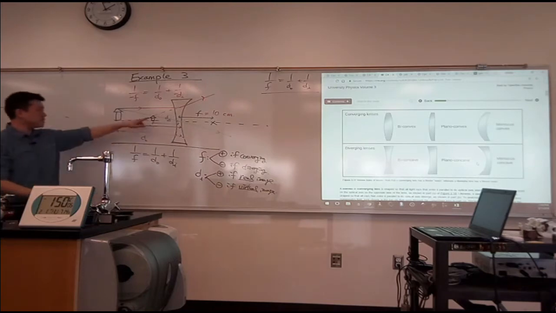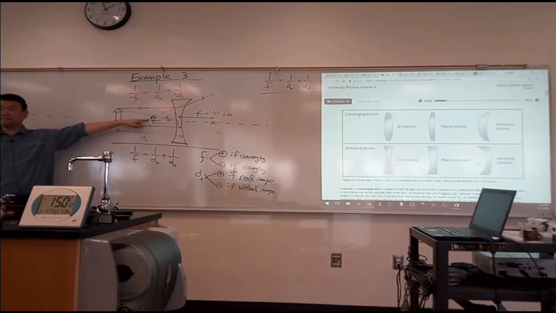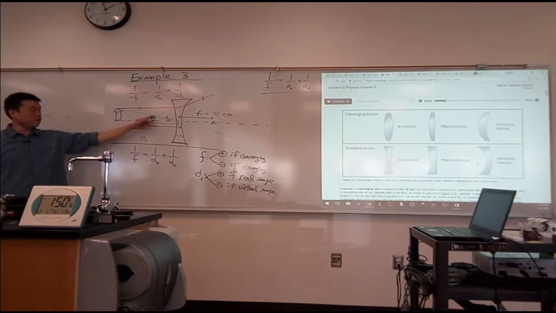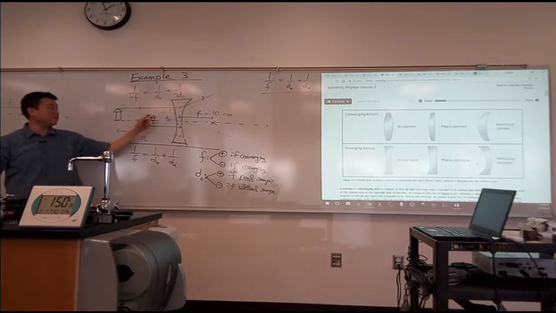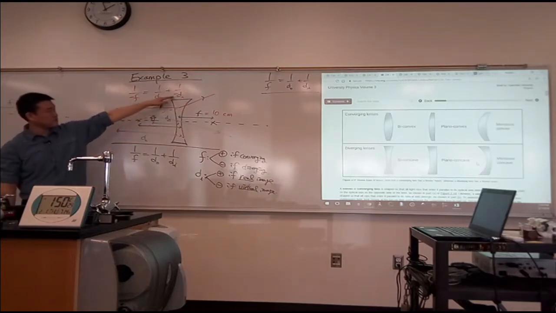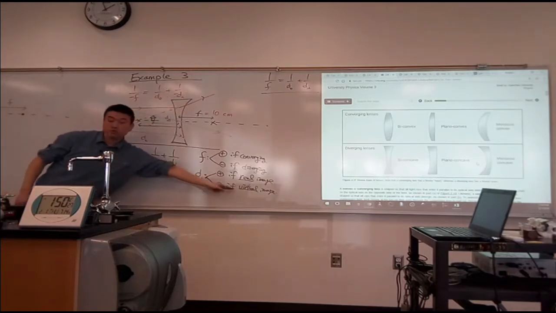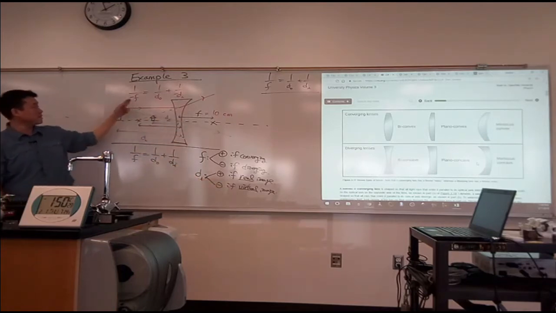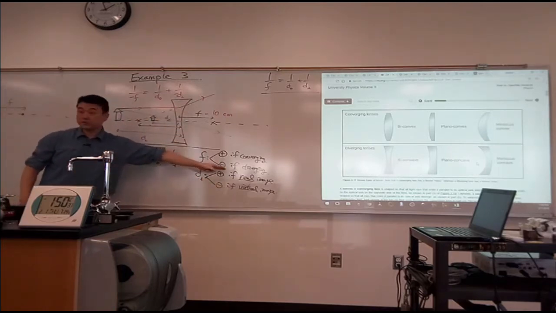So here, this image is virtual. Why is it virtual? Yeah, no two real rays intersected. It's just that this point looks like where this ray is coming from and where this ray is coming from, but they never actually intersected here. So in this case, the image distance is negative because it's virtual, and the focal length is negative because it's diverging.